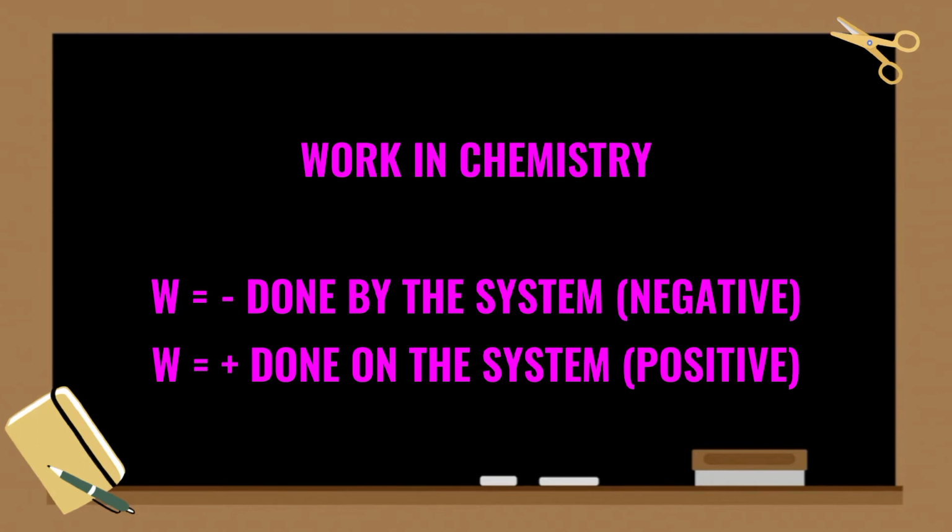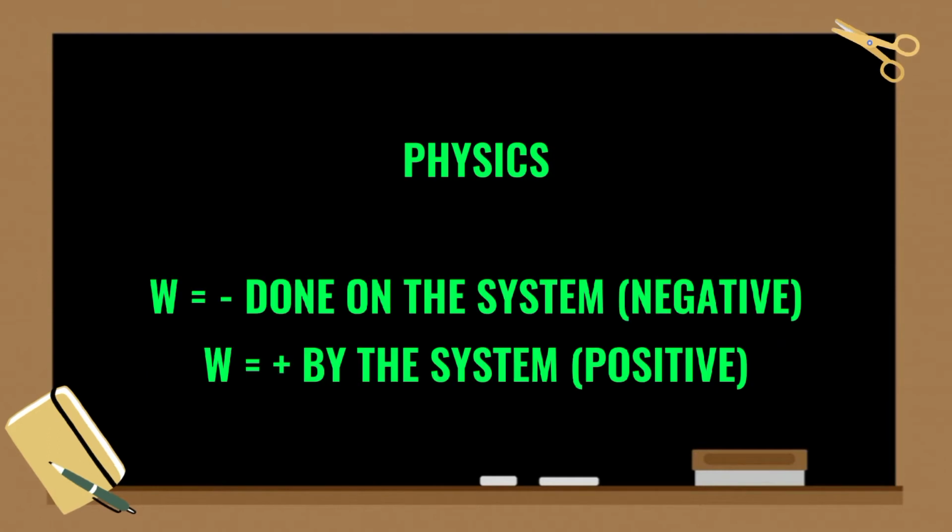Work in chemistry, W is negative when done by the system. W is positive when done on the system, while work in physics represents W as negative when done on the system. Work done by the system is positive.